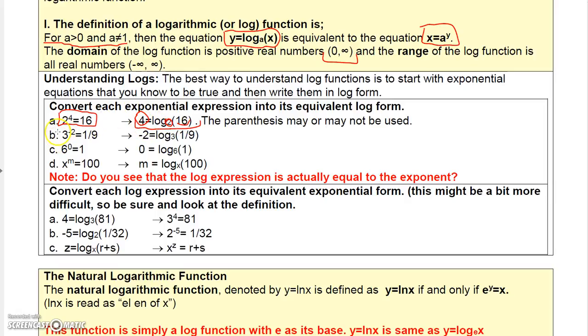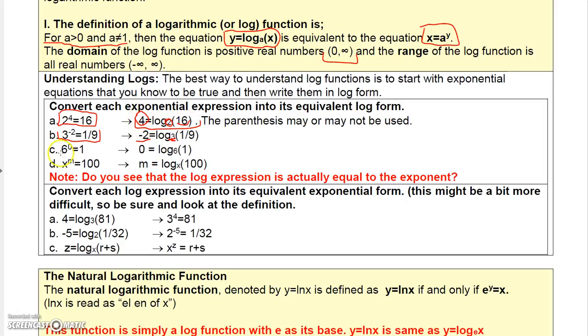Okay, now we can do that with some other examples. Let's say we have 3 to the negative 2 equals 1/9. The exponent is what the log is going to equal, the base is going to be the same, so the base is 3, and then 1/9 is the argument. If you read it the other way, you can say, 3 to what power equals 1/9? Well, the answer is negative 2. Same thing up here: 2 to what power equals 16? Well, the answer is 4.